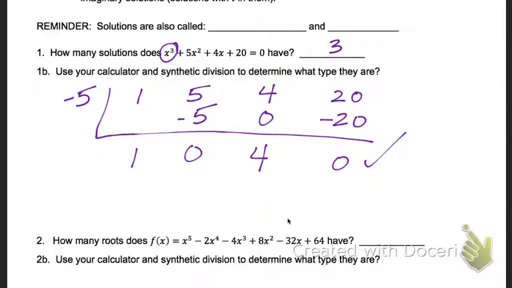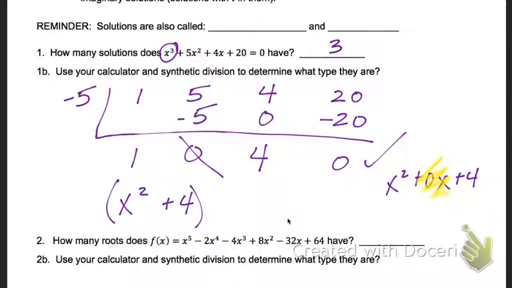How would I read this equation now, this new one? It's x squared plus 4, because there's no x. It skips it. So it'd be like saying x squared plus 0x plus 4, but we don't even need to write that because it's 0. So factored form, x squared plus 4, x plus 5. That's the entire thing. I just factored it.